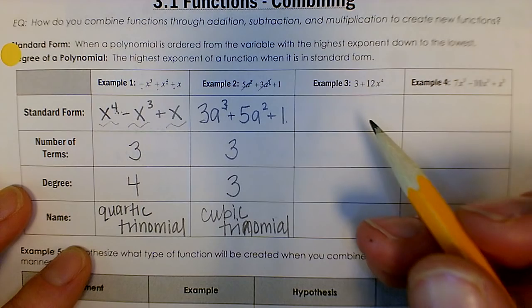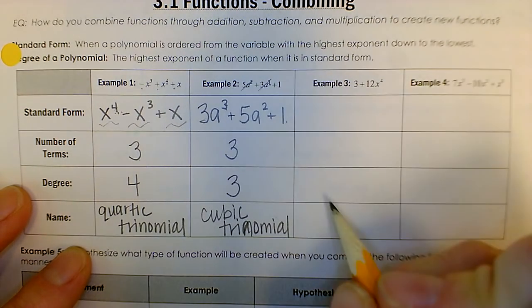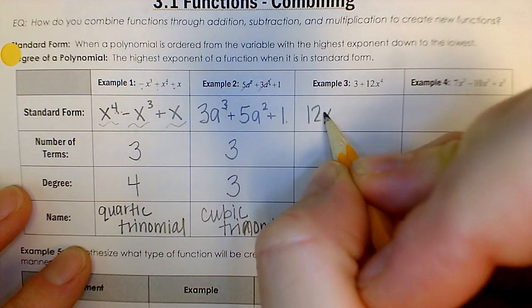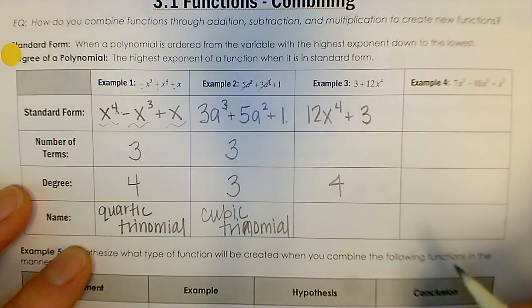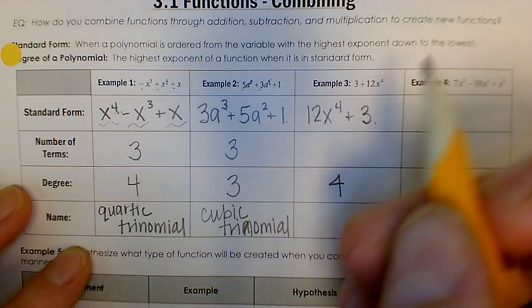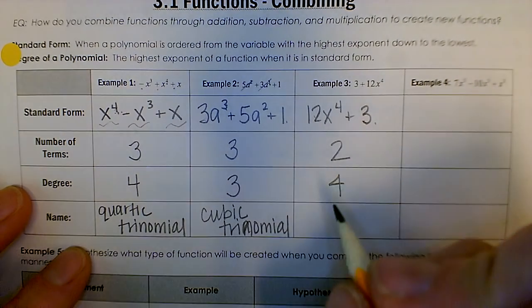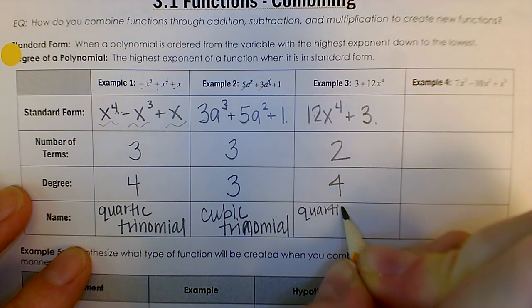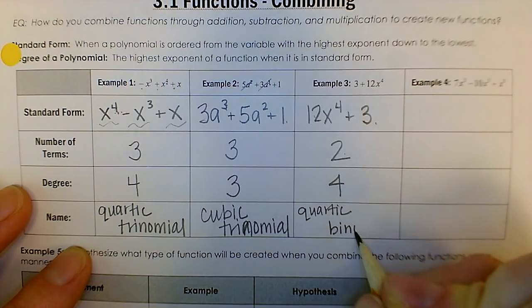Okay, so let's do this one. We have, in order, our highest is the 4, so that tells us it's our degree. So 12x to the 4th plus 3, and that takes care of all of our terms. So we only had 2 terms this time, 1, 2. And the name would be, again, quartic because it's the 4th. And it is a binomial. There's only 2.